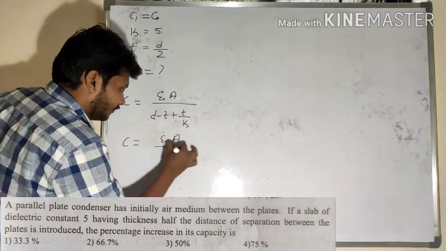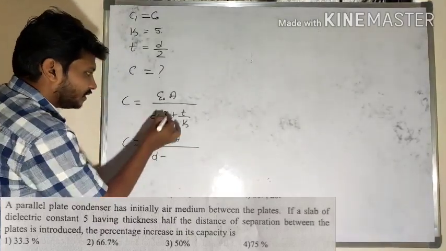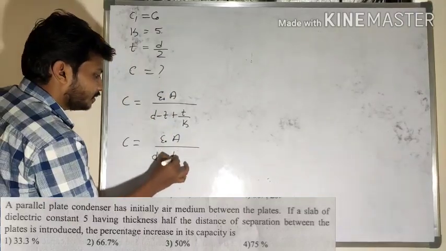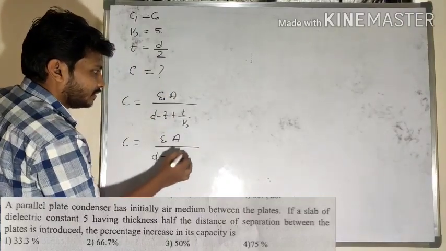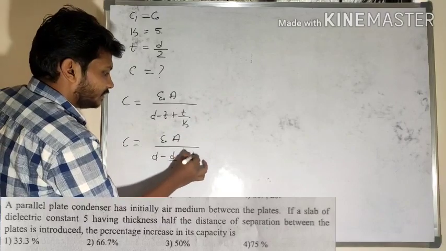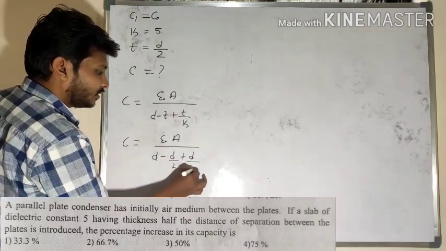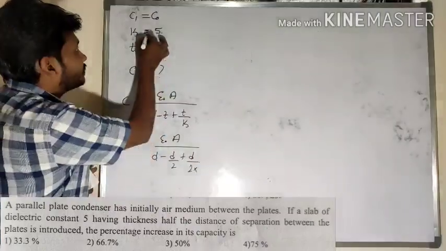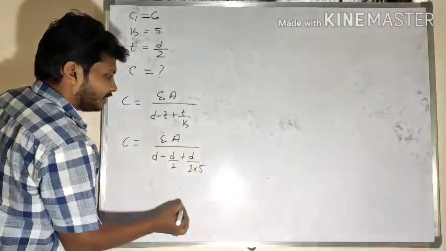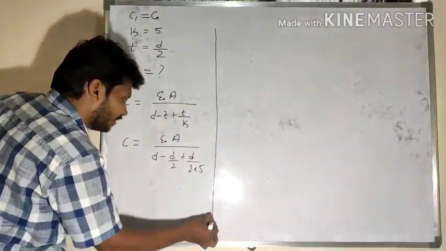So first I will fill in the values. What is the thickness value they mention? D by 2 plus, so T by K. T is nothing but D by 2 here. So K value is how much? K value is 5 here.